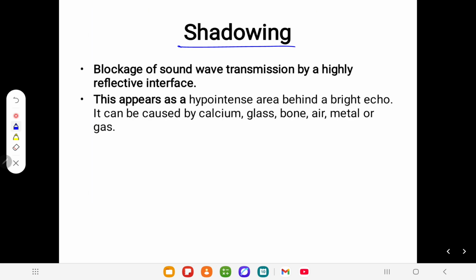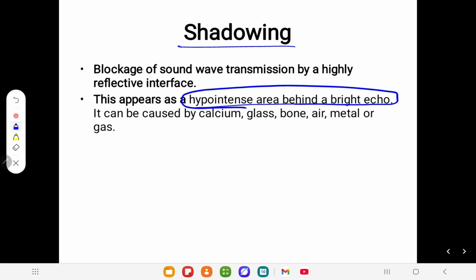The shadowing is very common. Shadowing, okay, very common: the blockage of sound transmission by a highly reflective intensity. Shadowing is very common, but shadowing should be in the place where reflection is expected. Okay, let me show you. Blockage means when something is highly reflective and it blocks the pathway of sound. This appears as a hypo-intense area behind the bright echo.